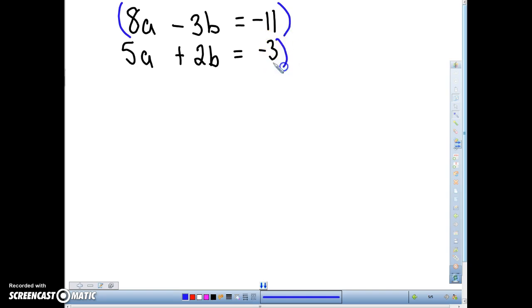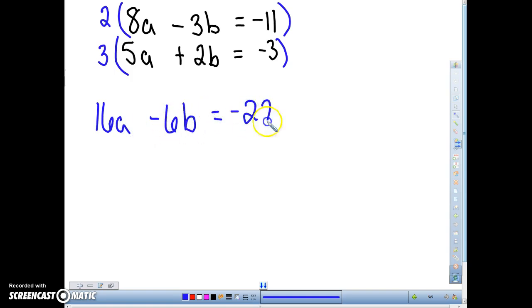And so I'm going to multiply the whole thing by b. And so I want the b's to be the same, so I'm going to multiply the top by 2 and the bottom by 3. That would give me small numbers to work with, and they'll be easy numbers to work with. So I have 16a minus 6b equal negative 22. On bottom, I have 15a plus 6b equals negative 9.